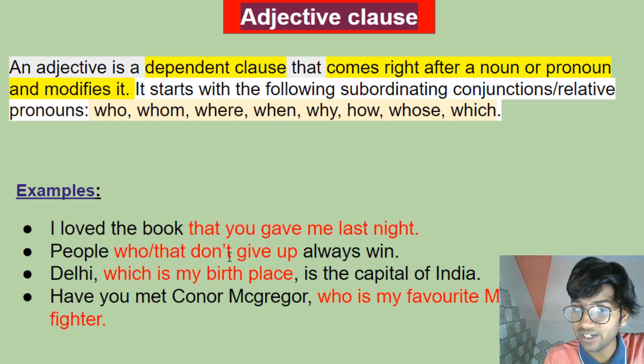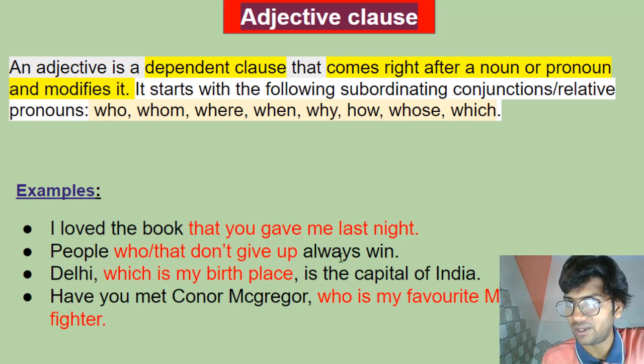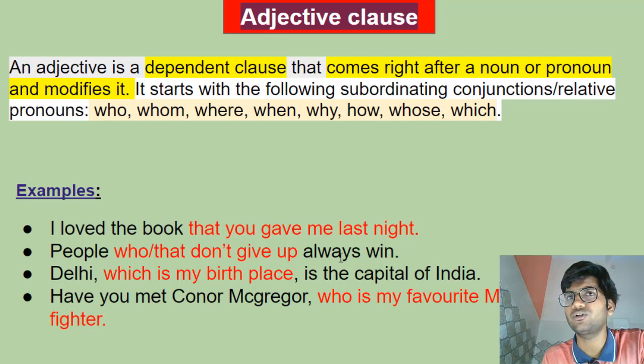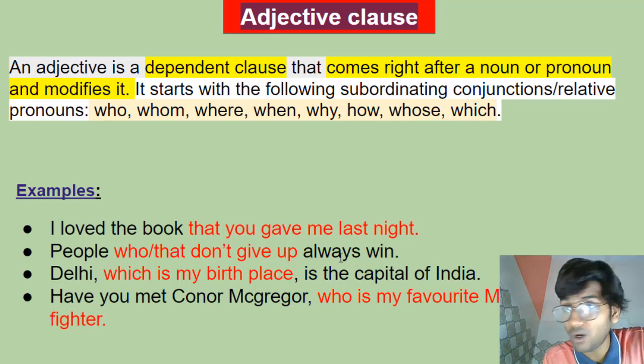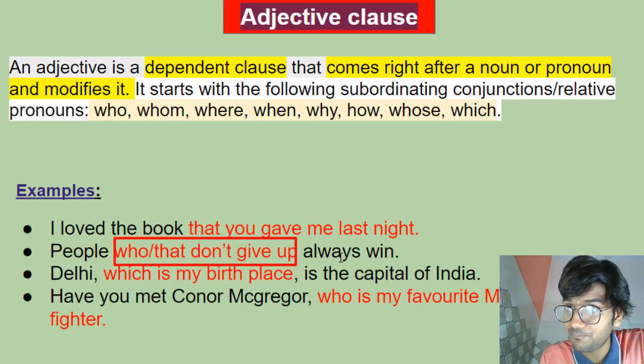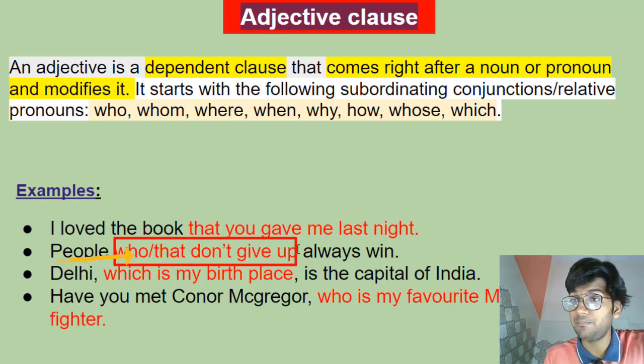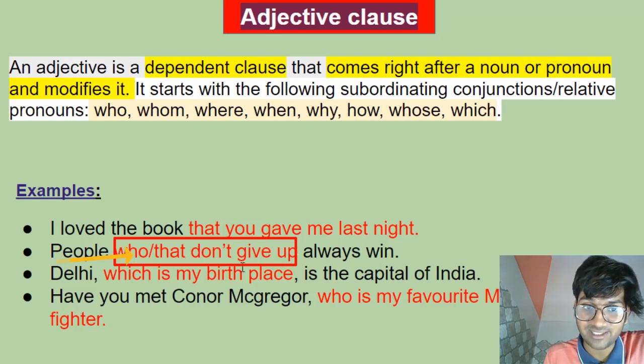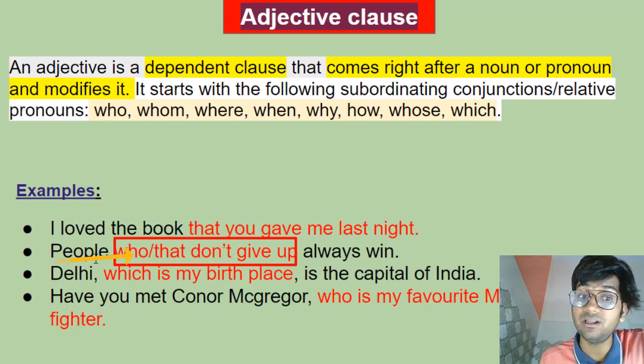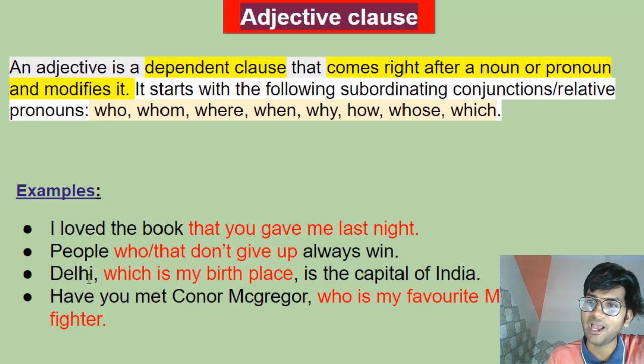Second example. People who don't give up, or that don't give up, always win. Am I talking about anybody? I'm talking about all the people in the world? No. I'm not talking about all the people in the world. No. People specifically who don't give up. These are the people I'm talking about. People that don't give up or who don't give up always win. So "who don't give up" or "that don't give up" is our adjective clause that's giving information about the subject people, identifying it, right? Which people? That don't give up.